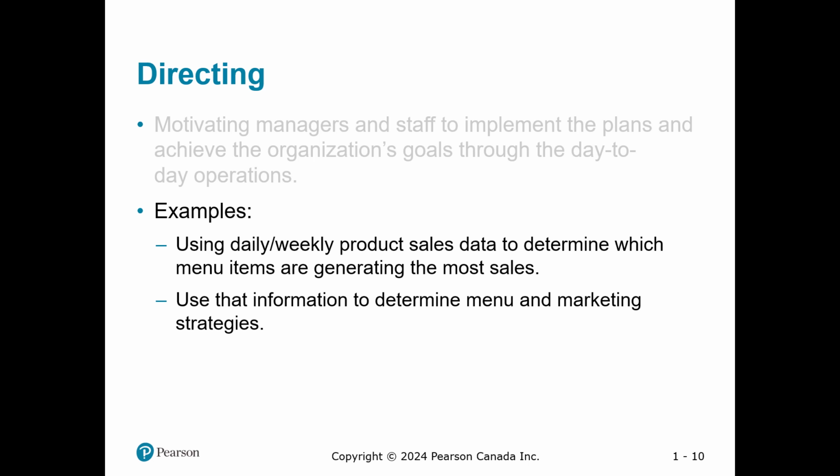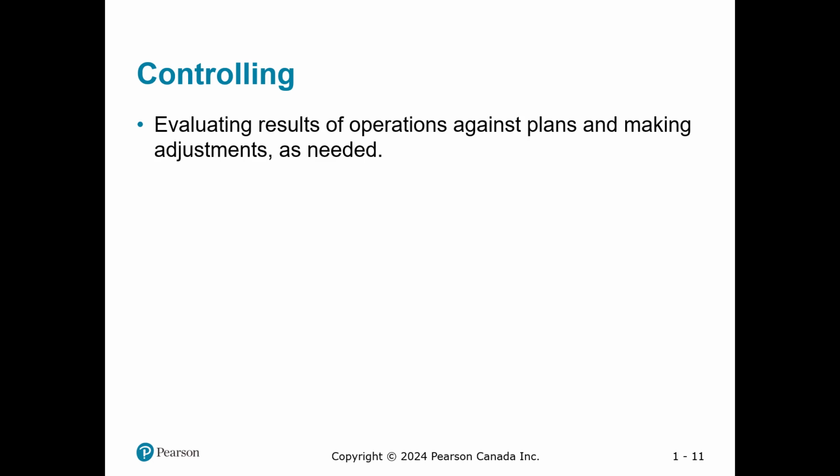So examples would be, we want to know for every single day which items on the menu are giving us the highest sales, right? And then we're going to use that information to determine future menu choices and future marketing strategies. Then we have controlling.